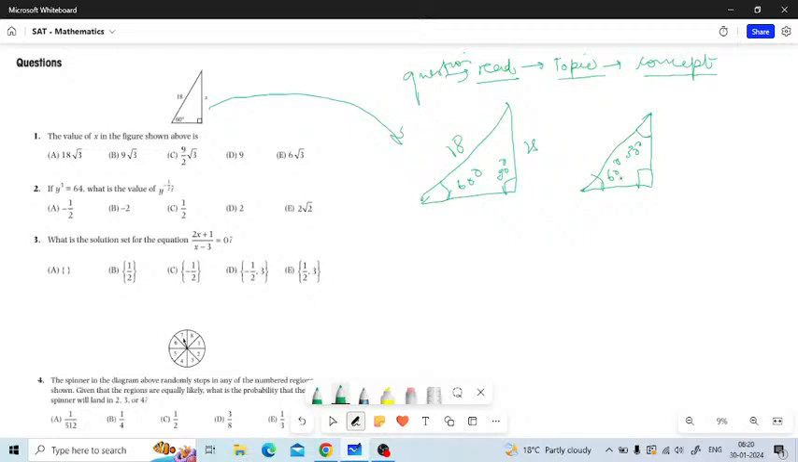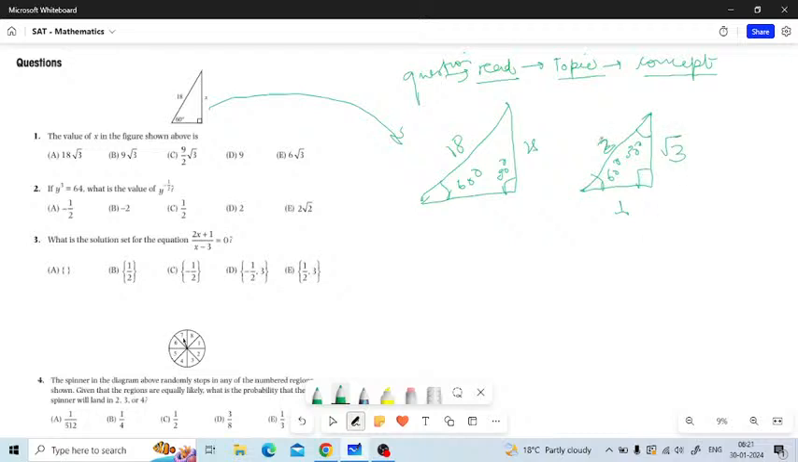So what would be the relationship between the sides? See, 1 by 2 is cos 60, base upon hypotenuse, and root 3 by 2 is sin 60. So this is the relationship.